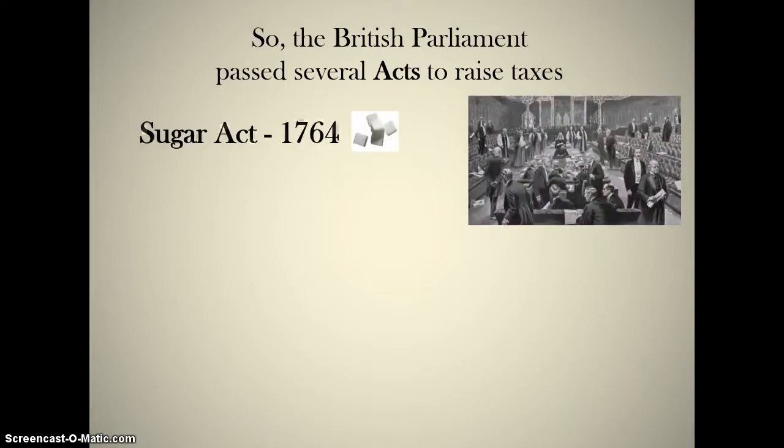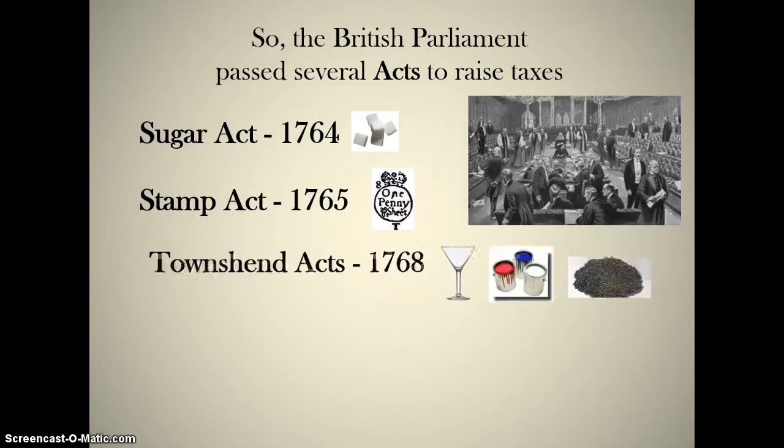The first one was the Sugar Act, passed in 1764. This placed a tax on all sugar and molasses going into the colonies. Of course, the colonists were not happy about that because they did use a lot of sugar in baking and particularly in tea. The Stamp Act placed large amounts of tax on paper products such as pamphlets, leaflets, legal documents, newspapers, and even playing cards. The colonists were not happy about paying such tax.